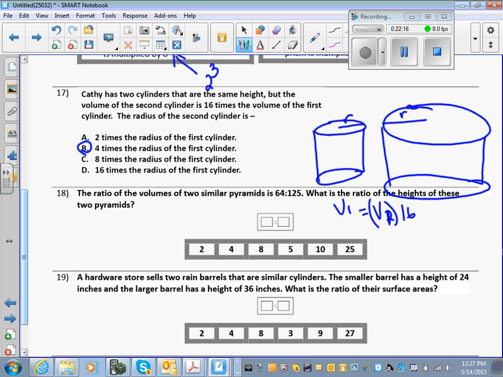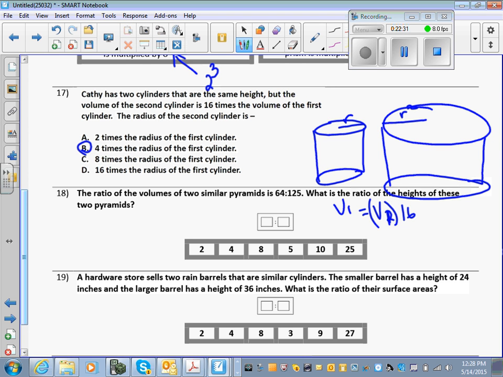So the height doesn't change. That's why I don't cube with this one, because the height is 1 by itself, but the radius is going to get squared. 4 squared gives me 16, so that's what I have to do. The answer would be B.